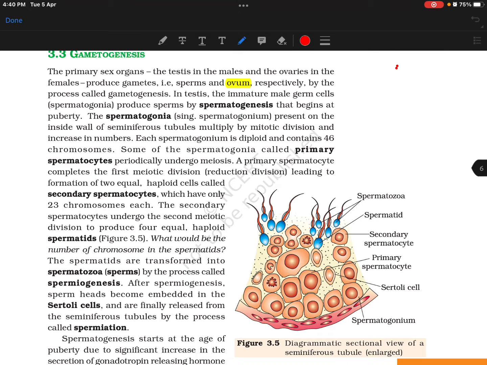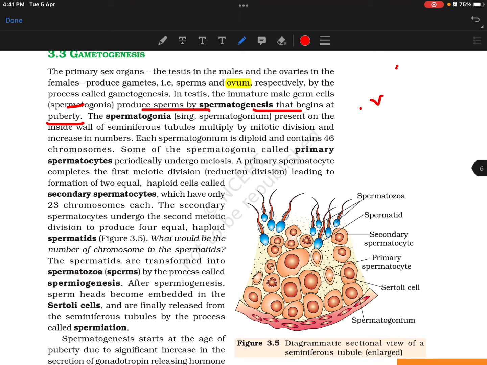By the process of gametogenesis. In testis, the immature male germ cells, that is spermatogonia. Look at this, spermatogonia is the immature male germ cell, and it produces sperms by spermatogenesis that begins at puberty.